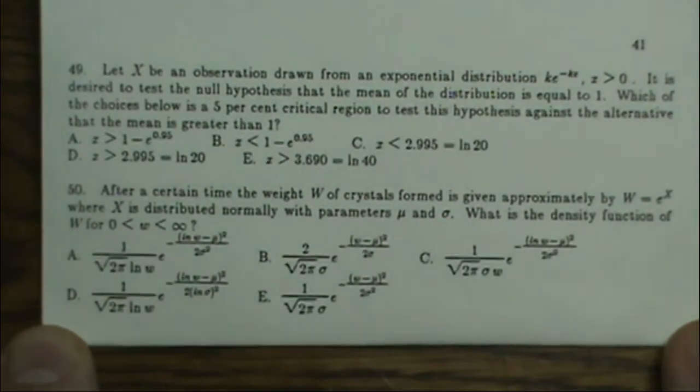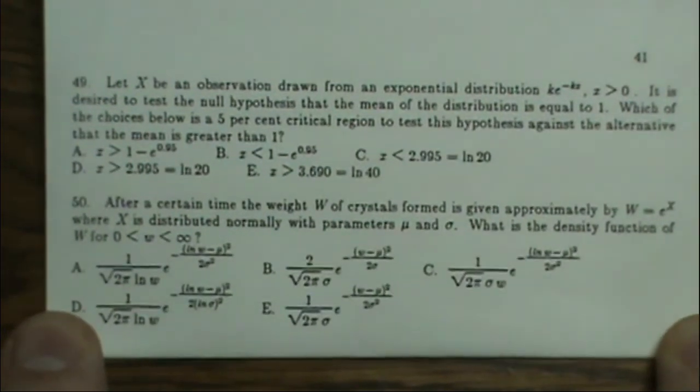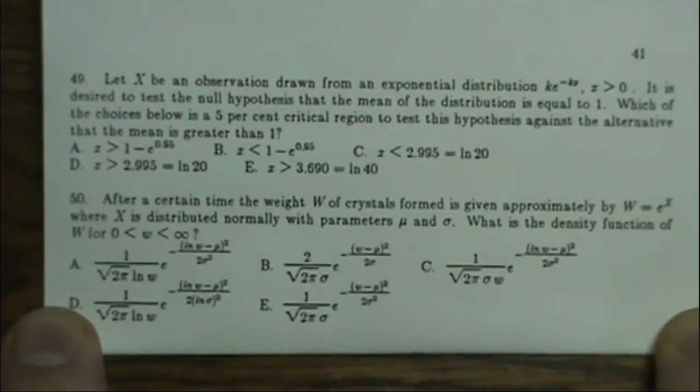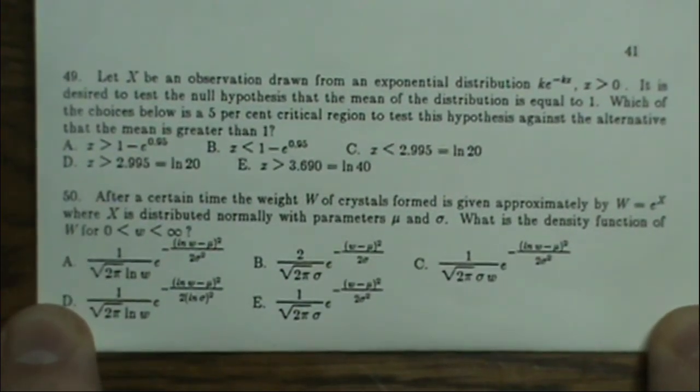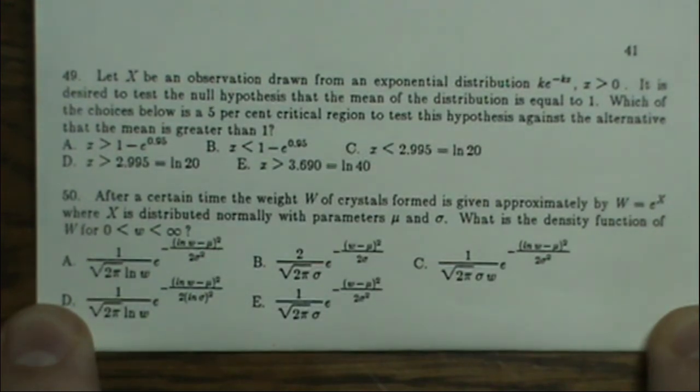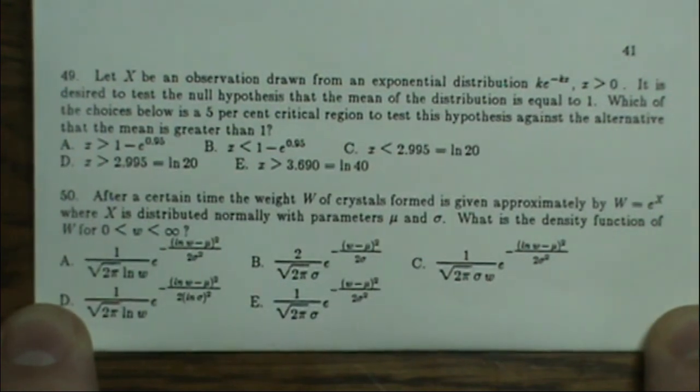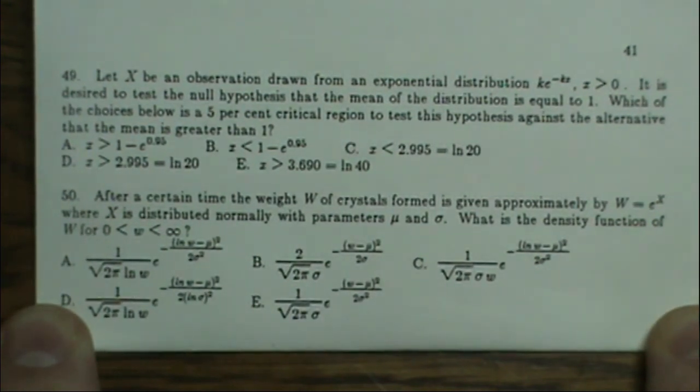And problem 50. After a certain time, the weight W of crystals formed is given approximately by W equals e to the x, where x is distributed normally with parameters mu and sigma. What is the density function of W?